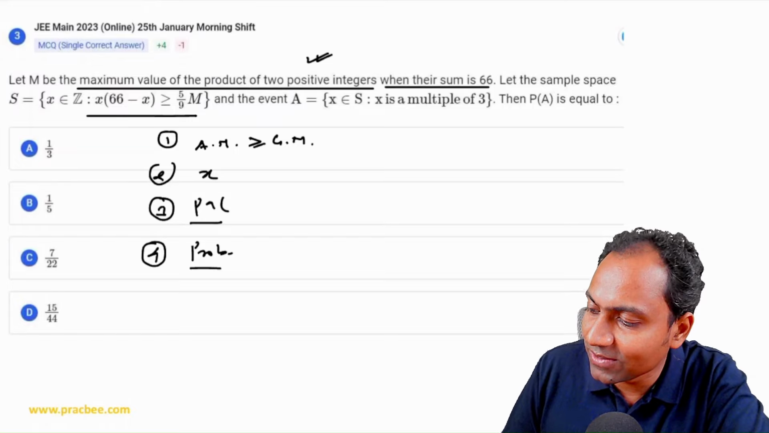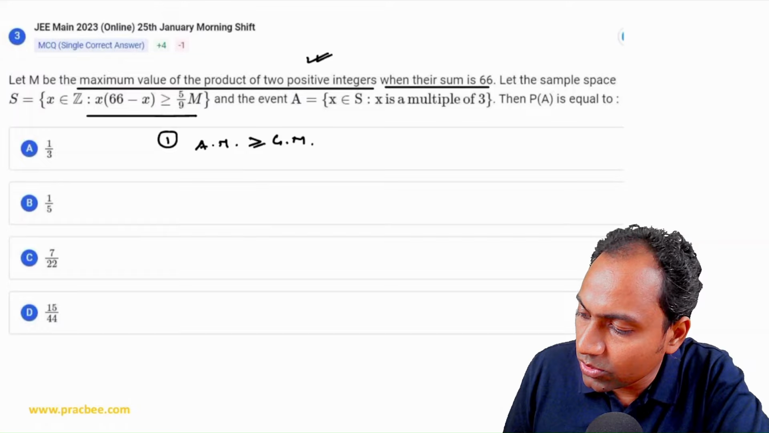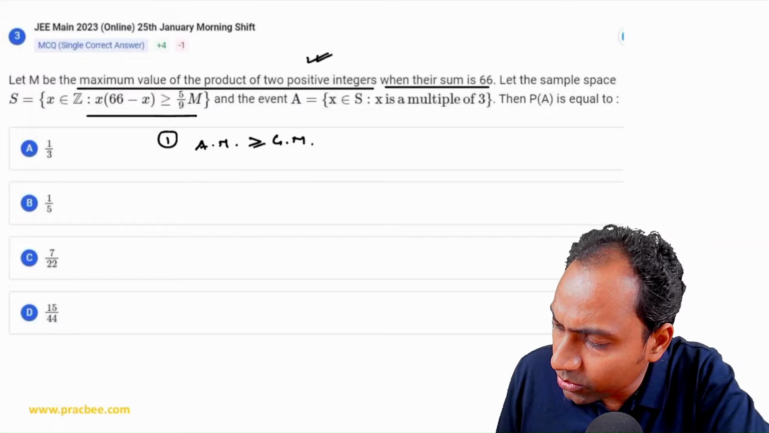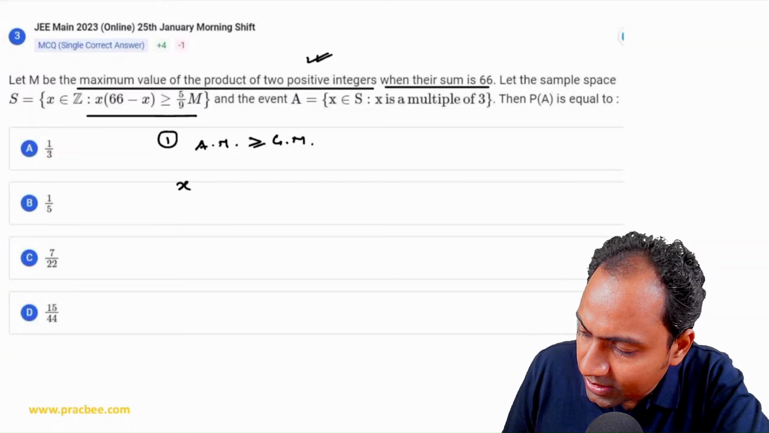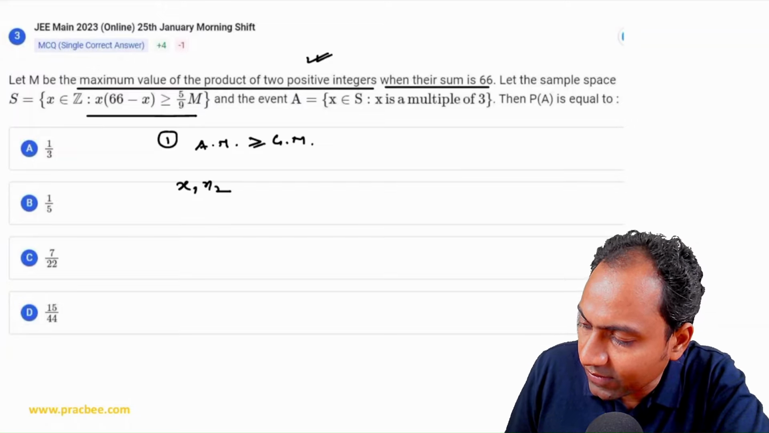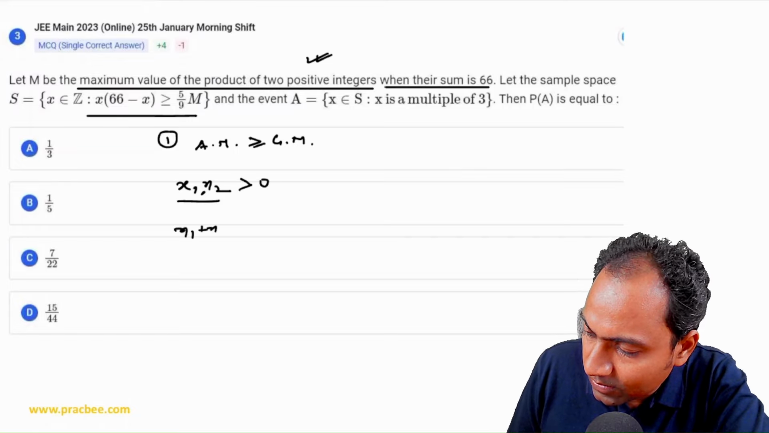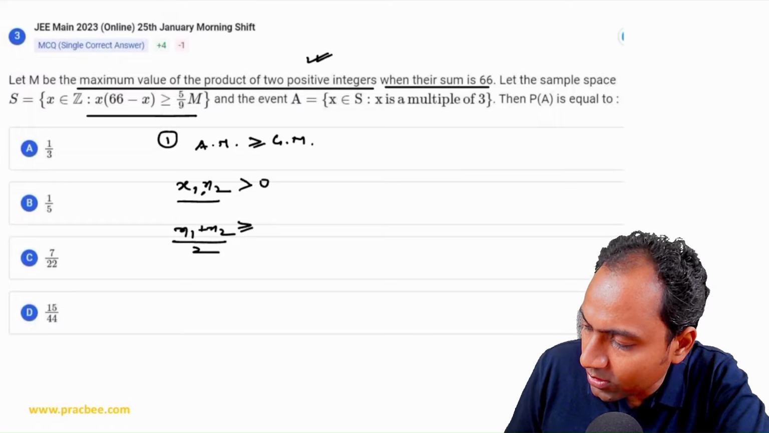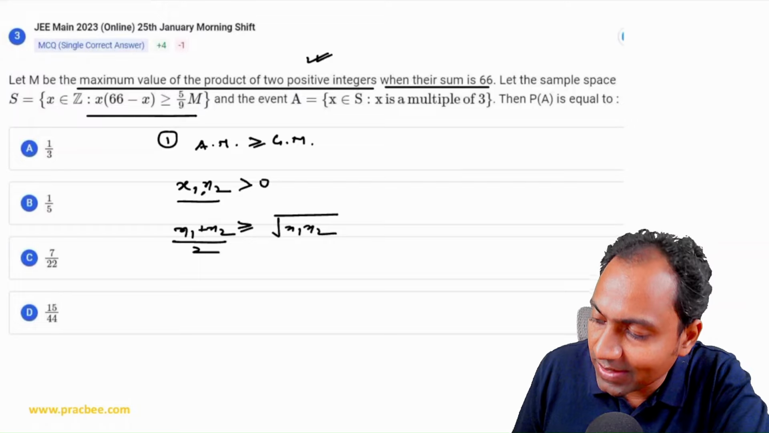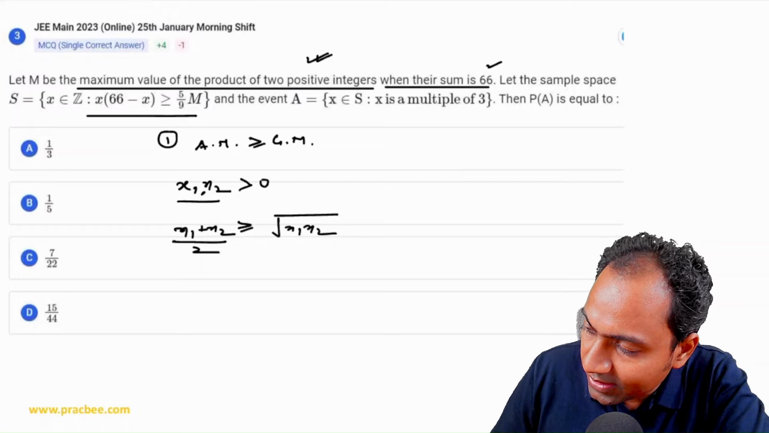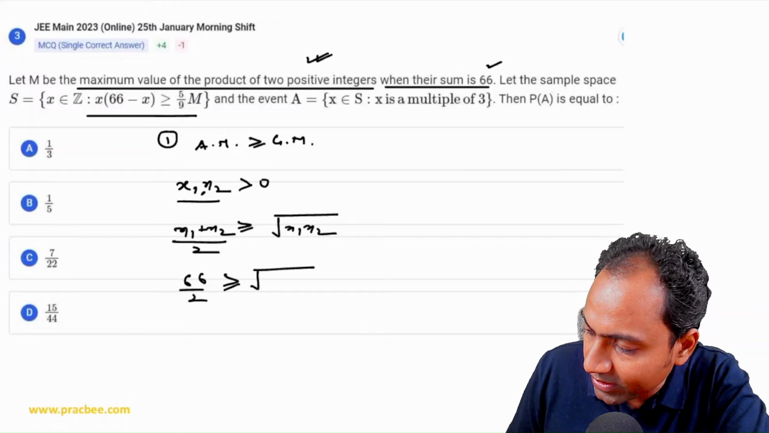Now let us start with the first step, that is nothing but applying AM is greater than or equal to GM. So what they are saying is if we have taken two numbers, let us say that those two numbers are nothing but x1, x2. If x1 and x2 are those numbers, both of them are greater than 0. So what I can write is x1 plus x2 will always be greater than or equal to root of x1 x2. AM is greater than or equal to GM. Once we have done this, x1 plus x2, they have given us 66. So this becomes 66 by 2 is greater than or equal to root of x1 x2.